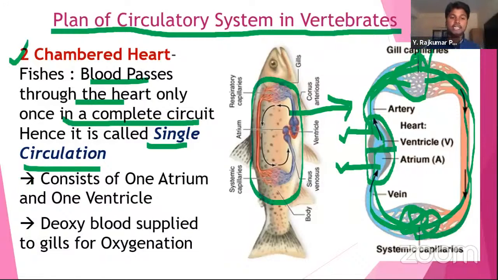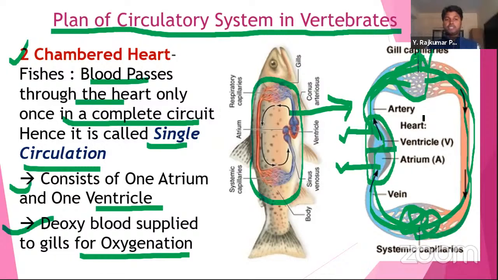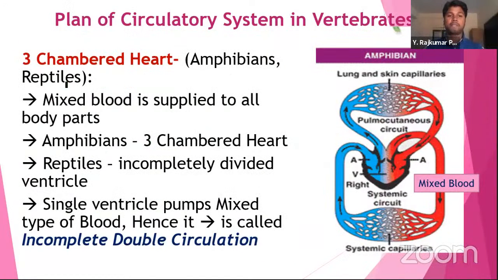Okay. See here, they consist of one atrium and one ventricle. There are only two chambers, and deoxygenated blood is supplied to gills for oxygenation. Okay, dear students, this is about the two-chambered heart present in the fishes. Let's see the three-chambered heart. Heart found in the amphibians and reptiles.